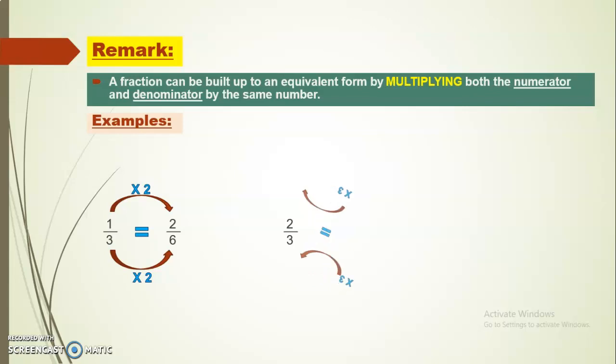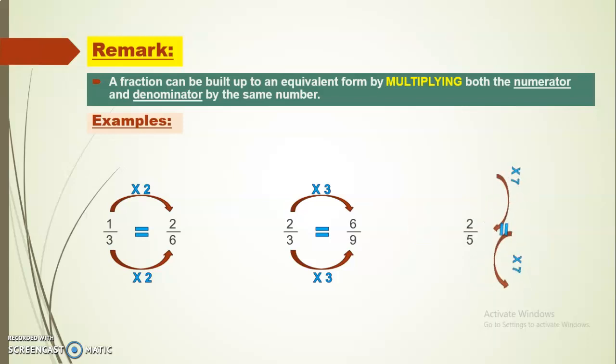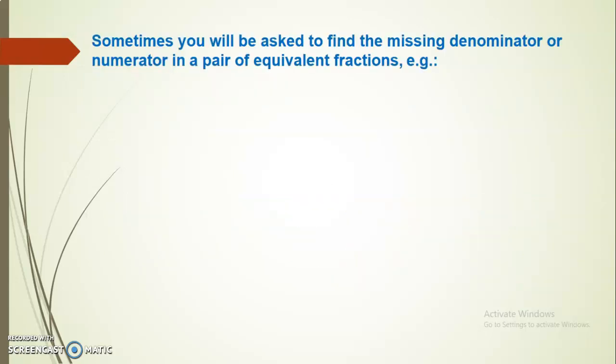2/3. When I multiply up and down by 3, it will be 6/9. So 2/3 is equal to 6/9. They have the same amount, the same value, but they are different in numerator and denominator. 2/5. When I multiply up and down by 7, it will be 14/35. They have the same amount, the same value, but they are different in numerator and denominator.